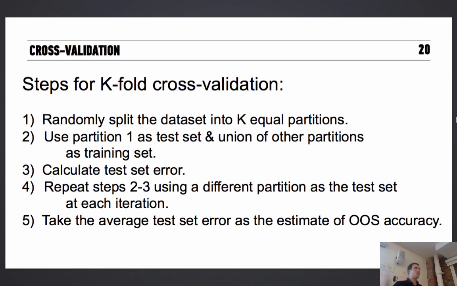So not only are we randomly assigning them to partitions, we're actually performing the machine learning k times and then averaging the results. And for a model with high variance, this is the best way to estimate the out-of-sample accuracy. Cross-validation is the best way to estimate out-of-sample accuracy for our models. Essentially, we're going to run our models several times on several different data sets and then average them all together.